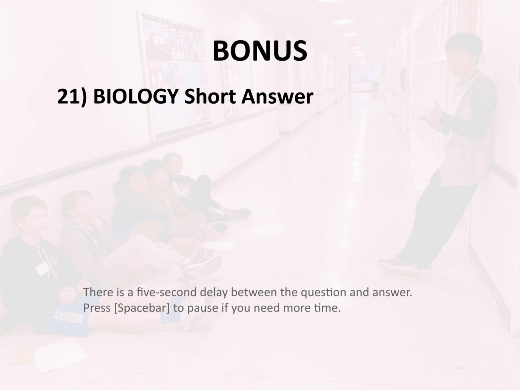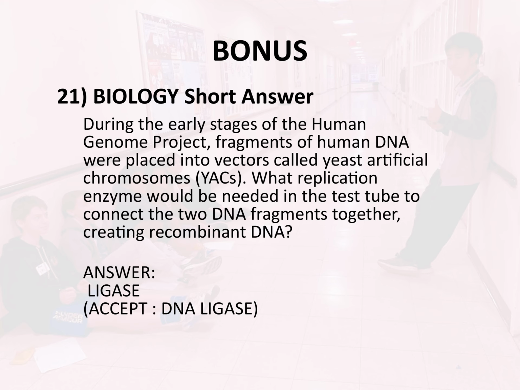Bonus, 21. Biology. Short answer. During the early stages of the Human Genome Project, fragments of human DNA were placed into vectors called yeast artificial chromosomes, YAC. What replication enzyme would be needed in the test tube to connect the two DNA fragments together, creating recombinant DNA? Answer. Ligase.